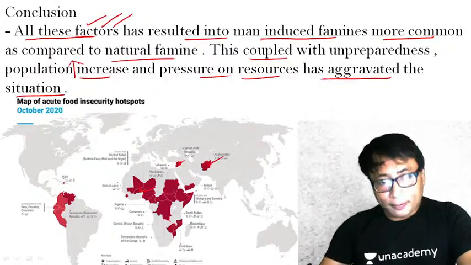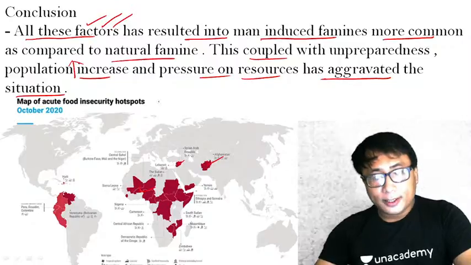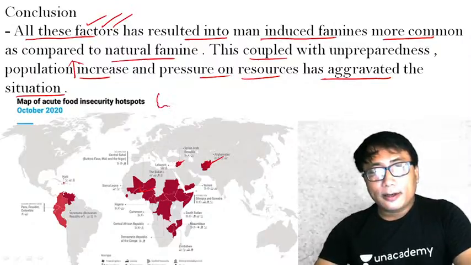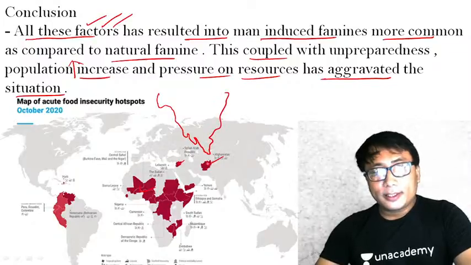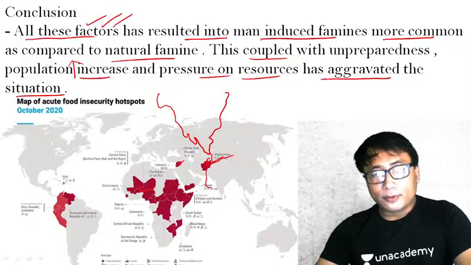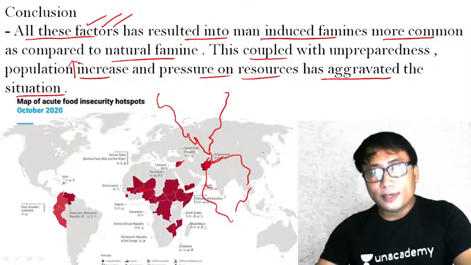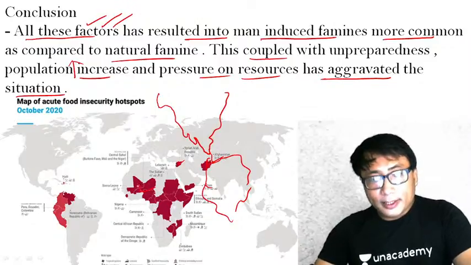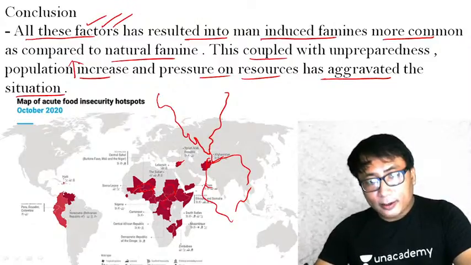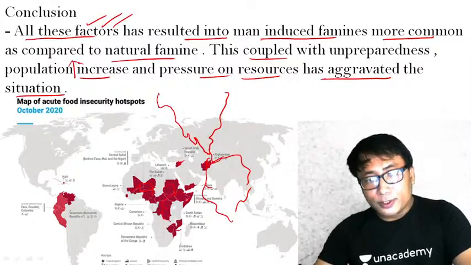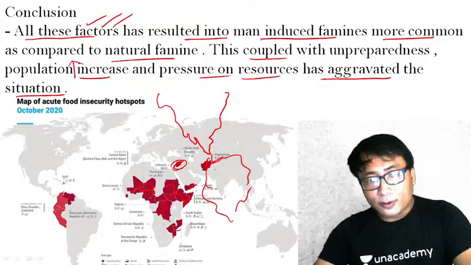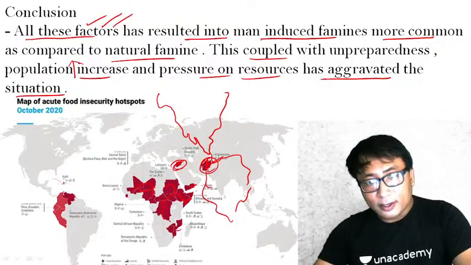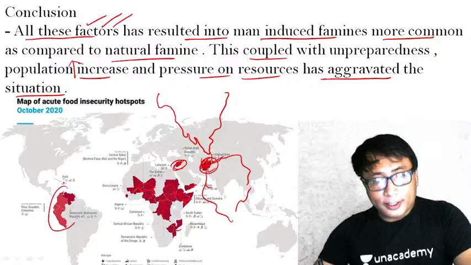In the map, you do one thing. You draw an outline map of the world, and in this outline map you provide, for example, this African region, which is a very famine-prone region. Somalia is here. Here you will have the Gaza Strip and all. Here it will be the Afghanistan region and all. Here in this region also.